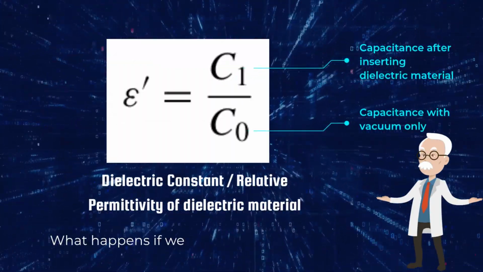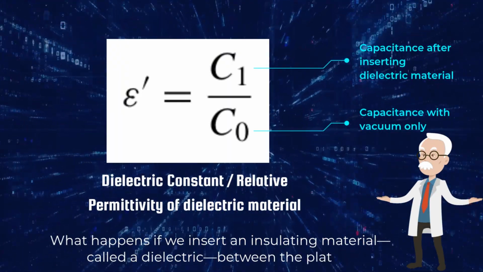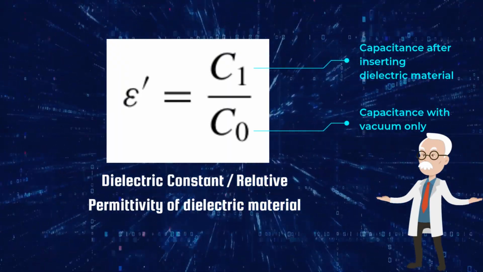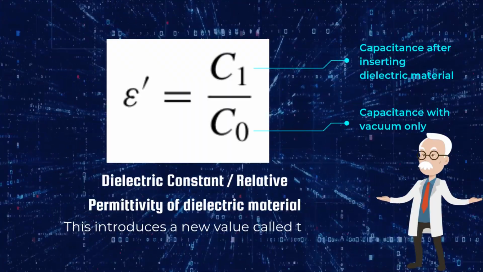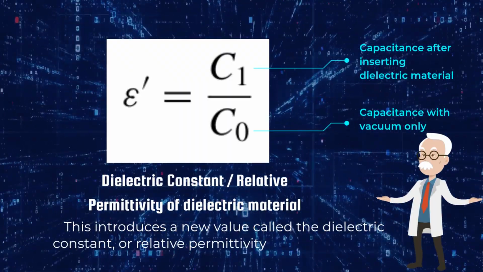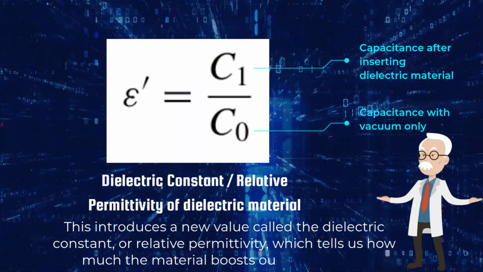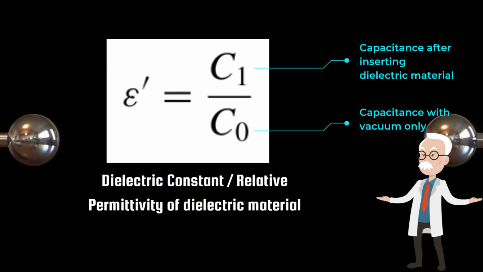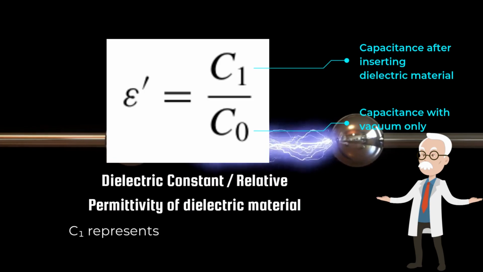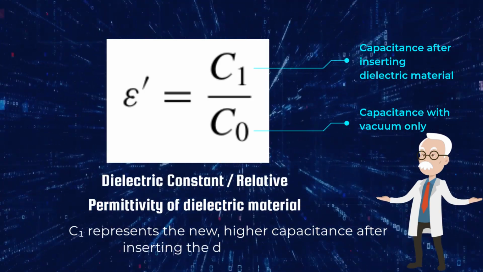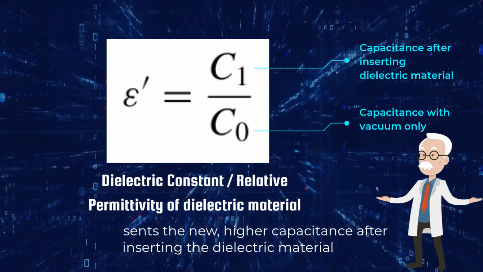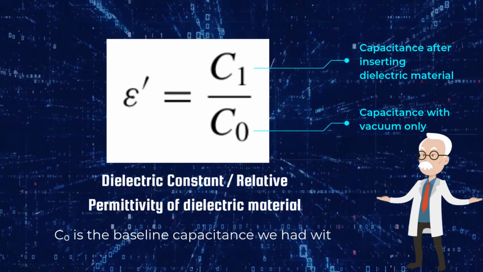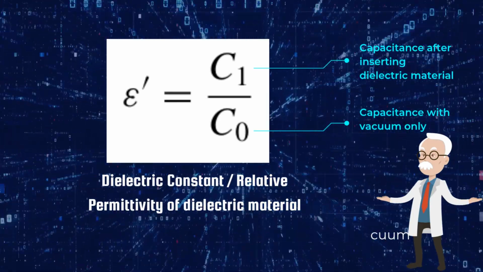Now, what happens if we insert an insulating material called a dielectric between the plates? This introduces a new value called the dielectric constant, or relative permittivity, which tells us how much the material boosts our capacitance. Looking at the relationship on screen, C₁ represents the new, higher capacitance after inserting the dielectric material. C₀ is the baseline capacitance we had with a vacuum.